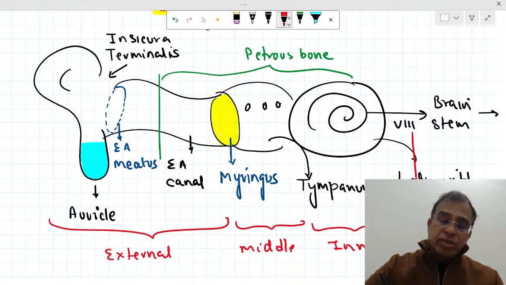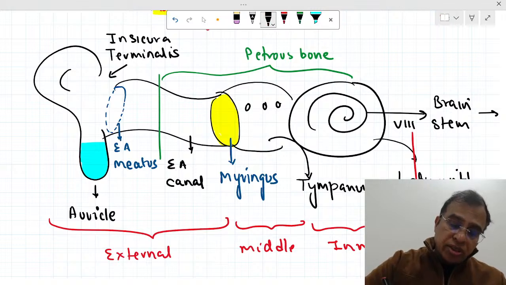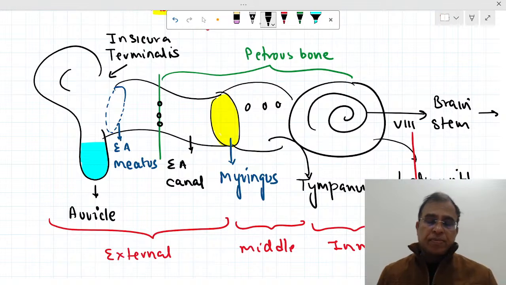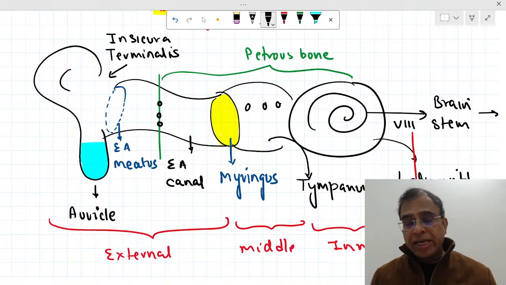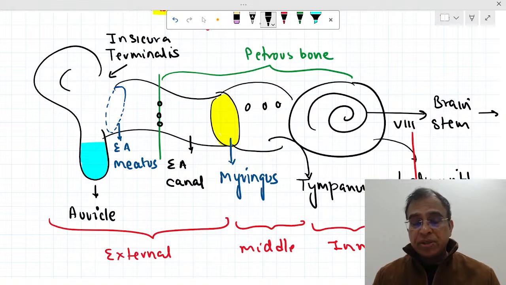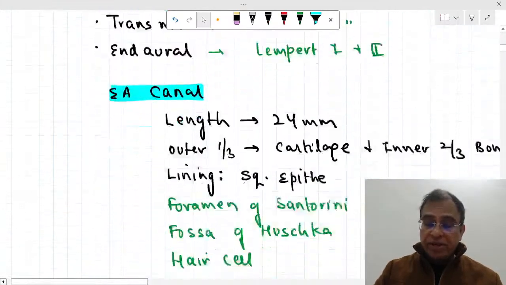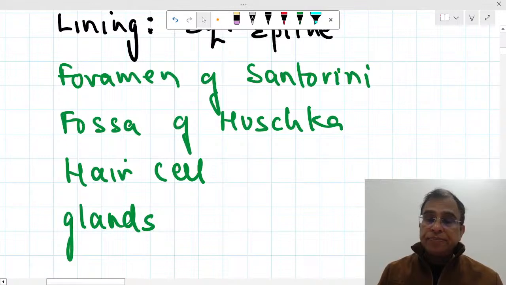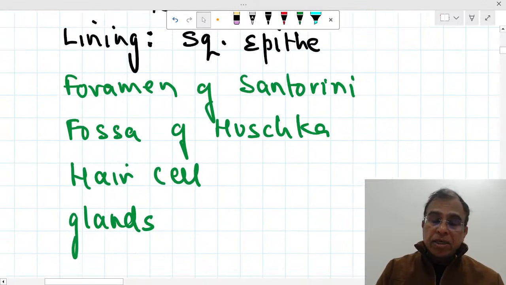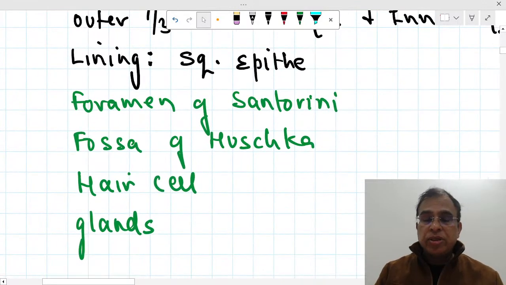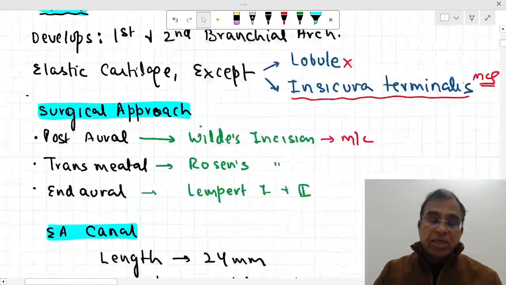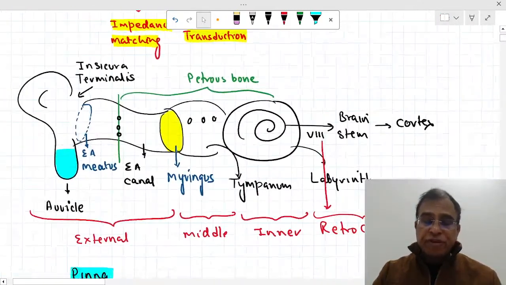At the junction of the bone and the cartilage, there are 2 or 3 microscopic openings like this on the anterior wall of the canal, and they are microscopic, mind you. You can't see them without a microscope. Tiny little openings, and these are the foramen of Santorini. This name that I've written here, foramen of Santorini. Okay, some books call it fissure of Santorini. Hardly matters. But why is it important, this foramen or fissure?